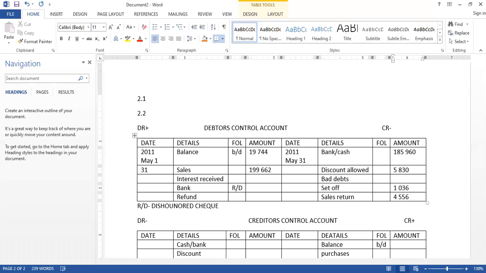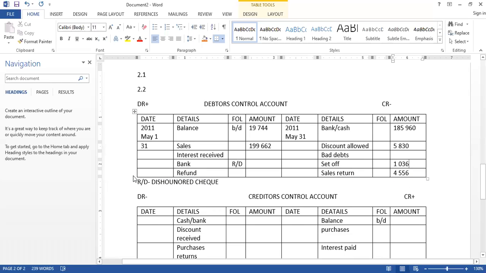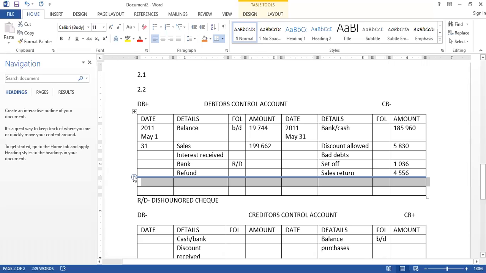Then you are told that the list of balances from the creditors ledger shows a total of 14,530, and from the debtors ledger a total of 22,024, and 2,156. So these are our closing balances, and when we calculate our closing balances, we make sure that we get those amounts. Those are the items that have to do with our debtors control account.